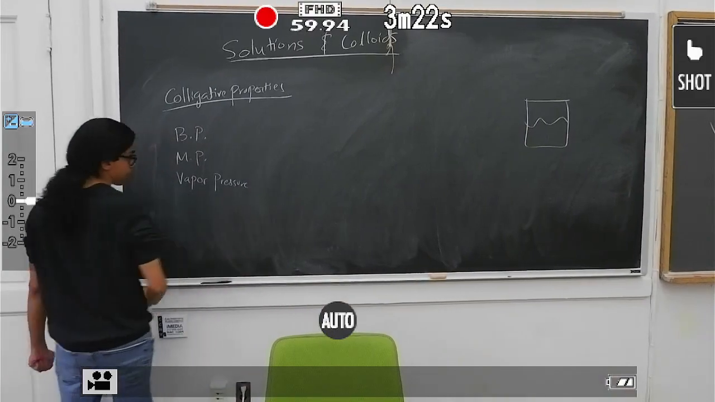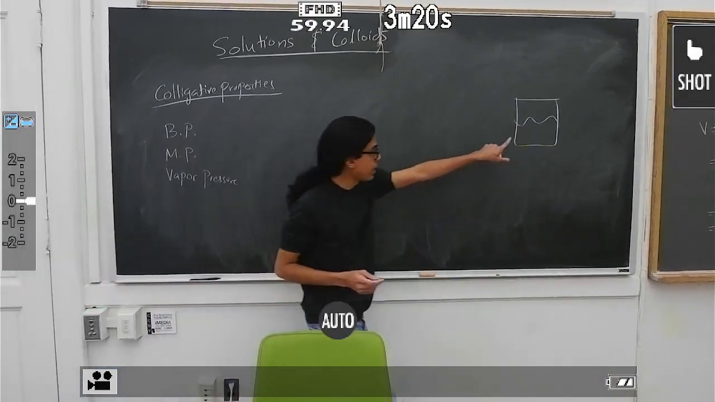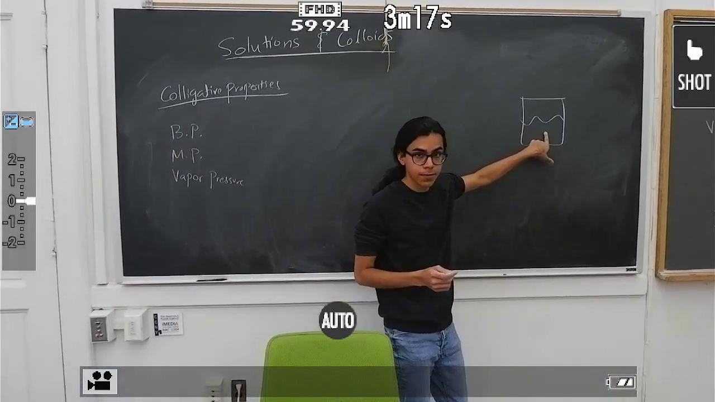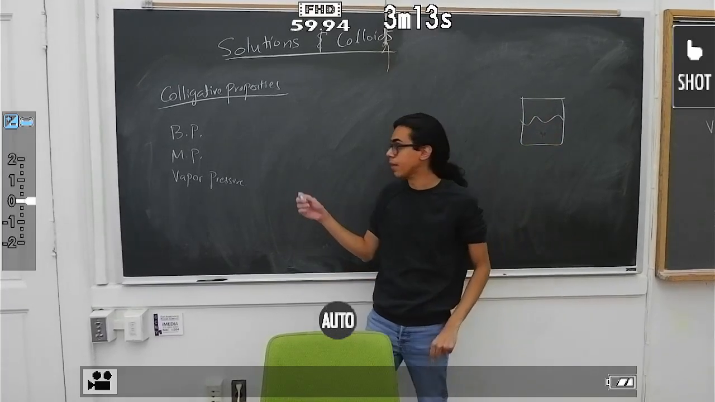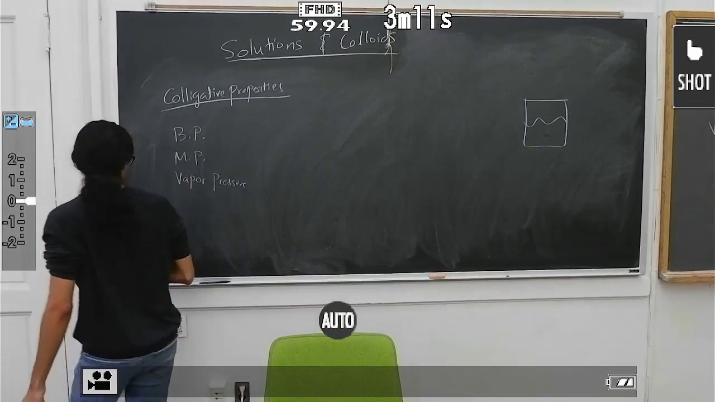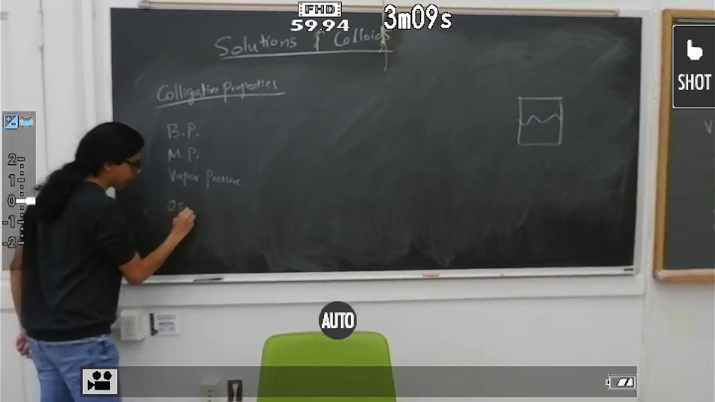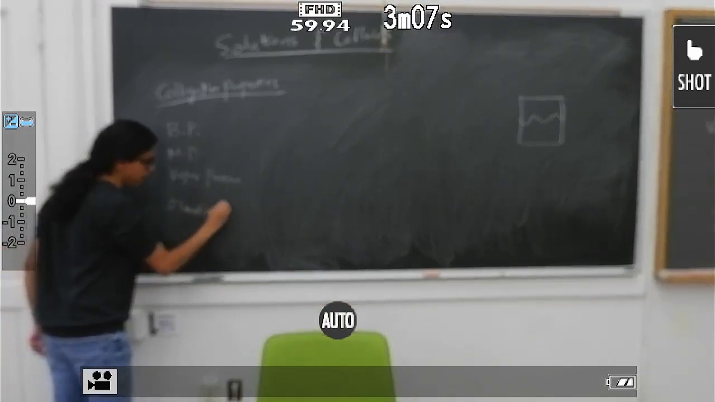So that's vapor pressure. If I put this in a sealed container, just water versus salty water, the pressures will be different. That's what I'm saying here. So the vapor pressure changes. And the last thing that we'll talk about is the osmotic pressure. This is something new to you, but the idea is very simple.